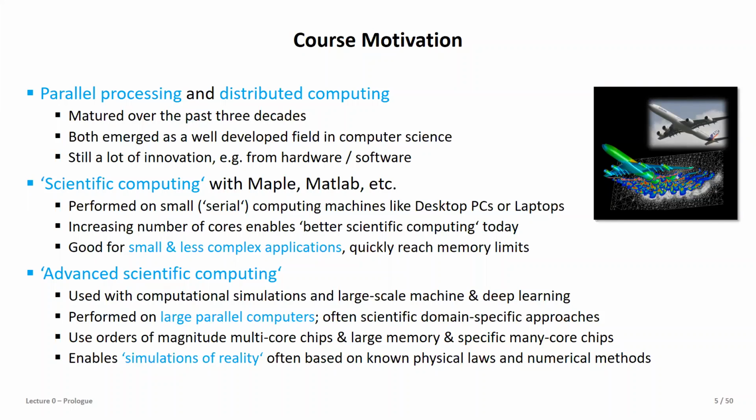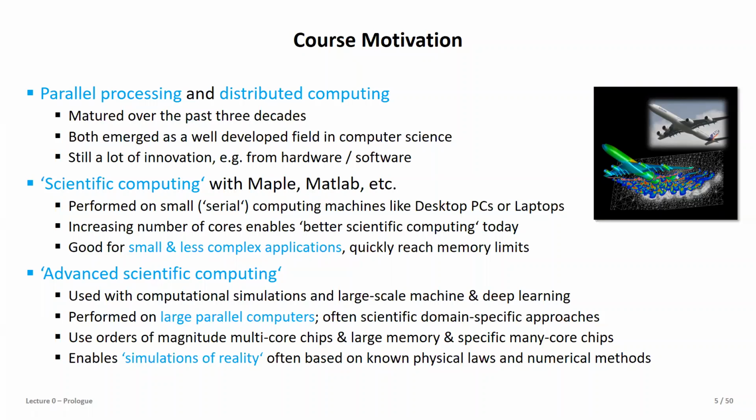In this context, we often also talk about scientific domain-specific approaches, or even these days co-design of architectures by domain-specific approaches. And so we'll go into these to understand what advanced scientific computing really means. Orders of magnitude more multi-core chips are used. We use memory, which is by far not enough if I would use just a serial computer. I will use many-core chips like accelerators and GPUs, and I use them in a fashion that is really scaled, so not bound to one GPU only.